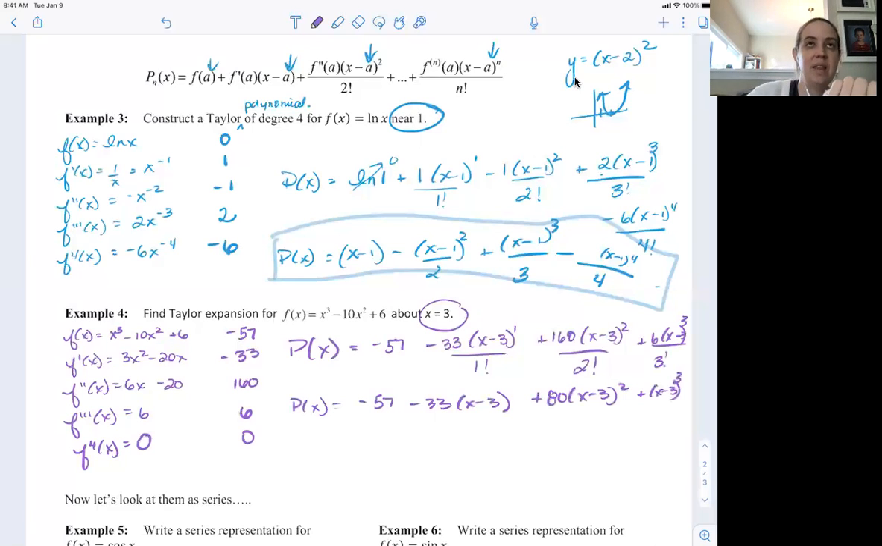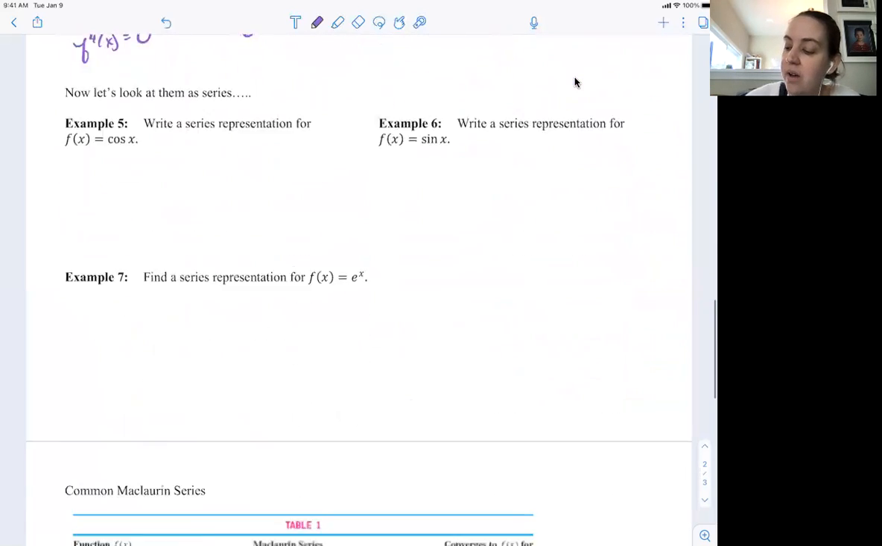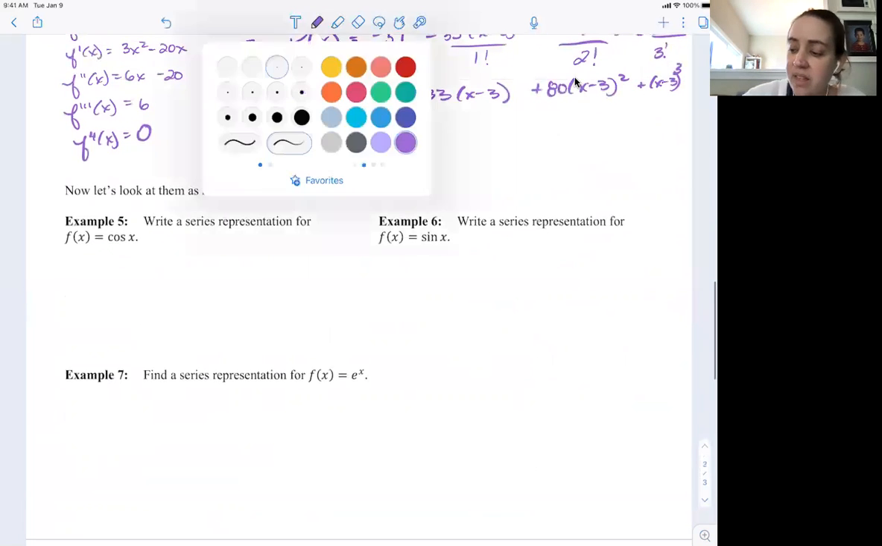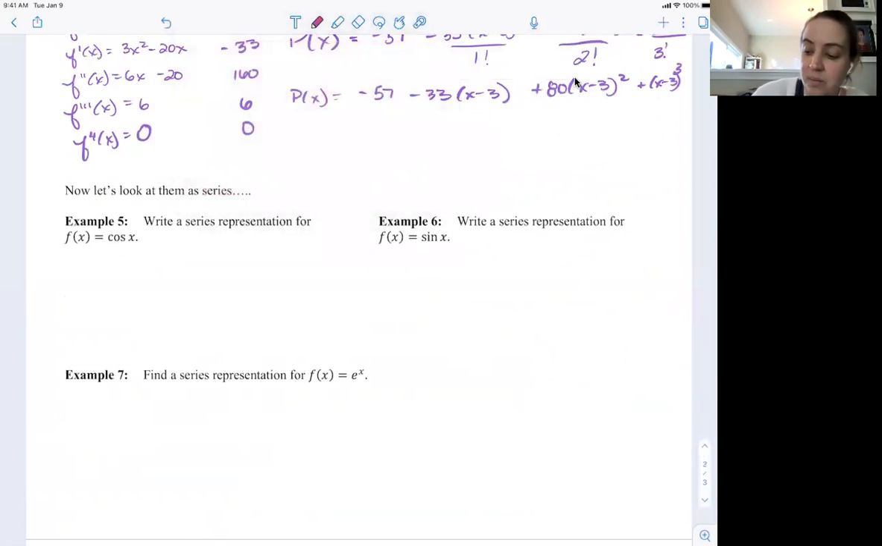I kind of like these because you take a polynomial, which it already is, and then you're matching it up with a Taylor polynomial. It kind of looks like a factored version to me. So I think it's kind of cool. Now, obviously, we don't want to keep writing an infinite amount of terms that go on forever and ever. So we need to look at series representations. We want to go back and look at some of those patterns that we found. And this will all start to come together here in a moment.